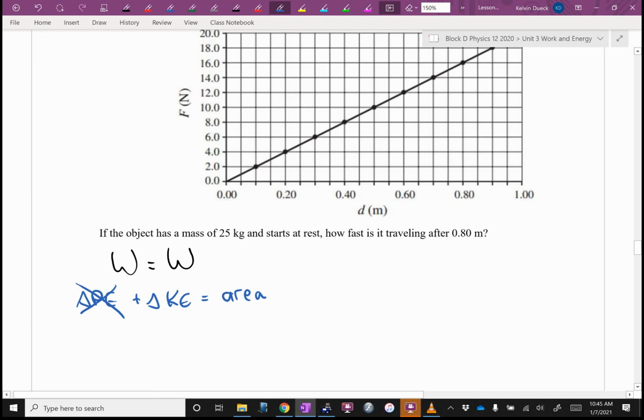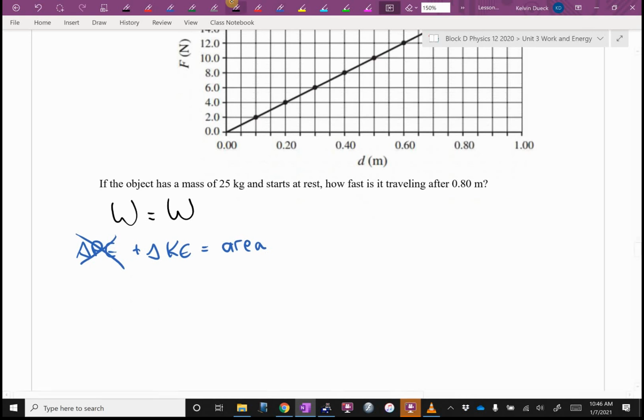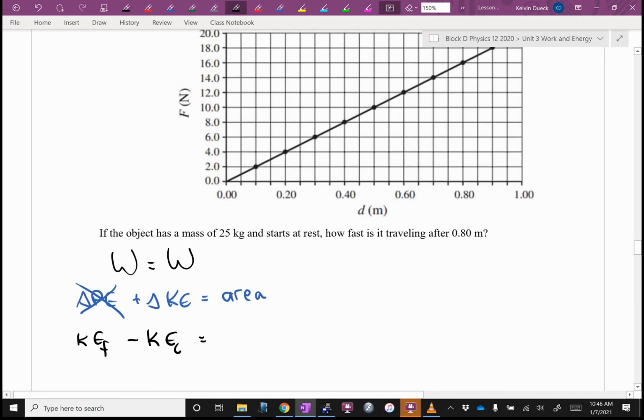If I gave this to you on a test, Noah, I would include the phrase over level ground. I would make it clear, and I forgot to for this question. I'll change that. What's change in anything? So the left-hand side can be written as KE final minus KE initial. The right-hand side is going to be the area.